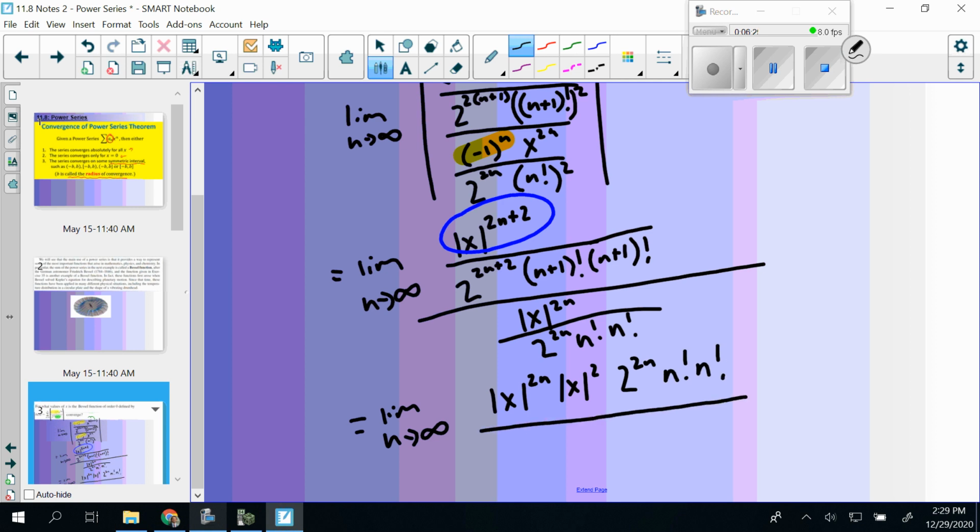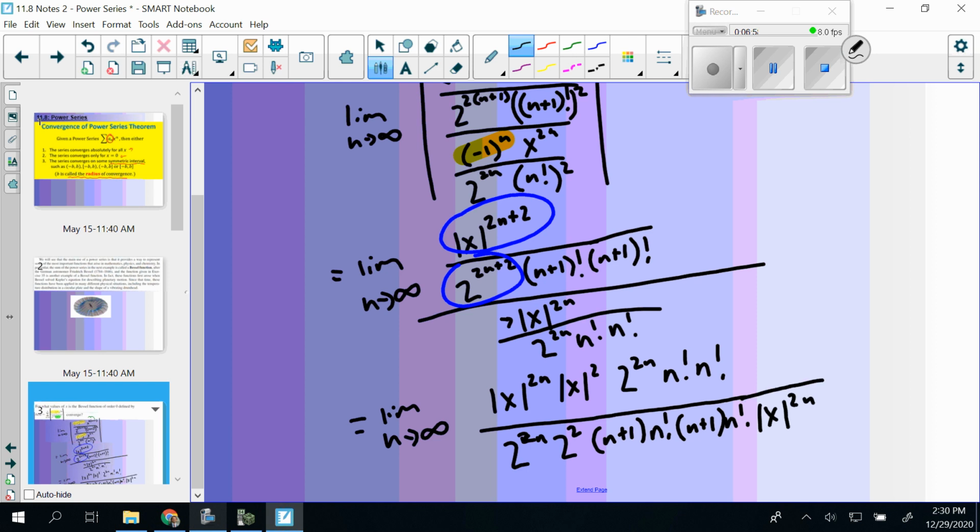Over, I'm also going to use that separating thing on this. So this would be 2 to the 2n times 2 to the first, or 2 squared, sorry. And then I got these n plus 1 factorials that I'm going to write as n plus 1 n factorial and another n plus 1 n factorial. And then also multiplying by the reciprocal, I would have our term here of this.